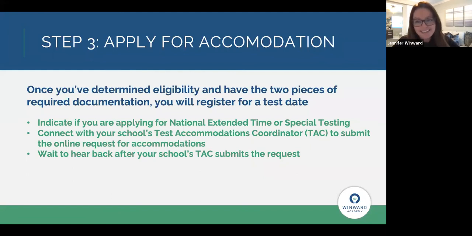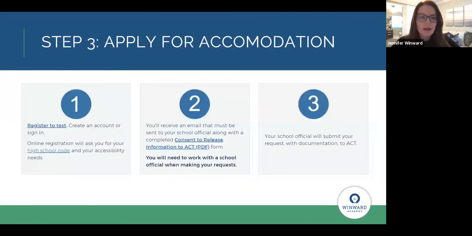Then you wait to hear back. After everything is submitted to ACT, the test accommodations coordinator, the TAC, is going to be the one who submits the request and who then hears back. What I've done on this slide is just snip this from ACT's website. It shows you the exact same information that I just gave you. Notice step 1 is to register to test. Again, ACT is not going to review your accommodations requests unless you are registered.